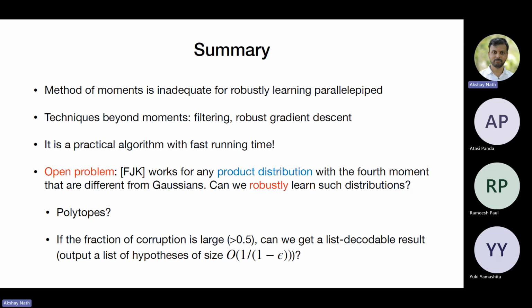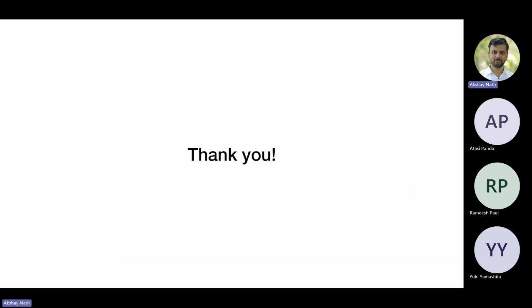So this is another robust setting of these robust learning problems. And can we solve the problem in this setting? So that's the question. And that's all. Thank you. Any questions?